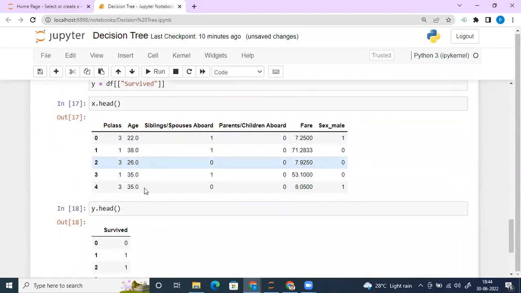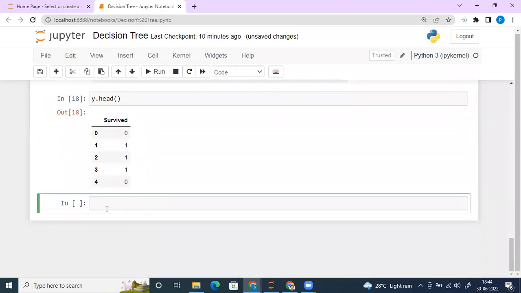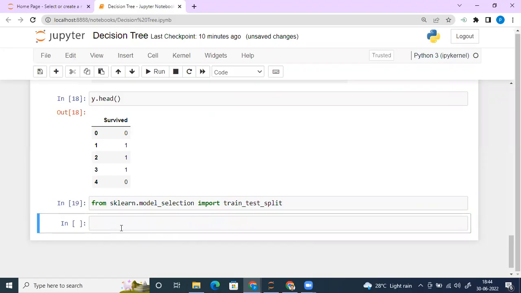Your data is ready. You need to split your data into training and testing. For that, which library will we import? From sklearn.model_selection import train_test_split. You don't need to remember the complete name, you just need to know the basics. Just type the first letter and press tab, and it will automatically give you the hint. You don't need to memorize.